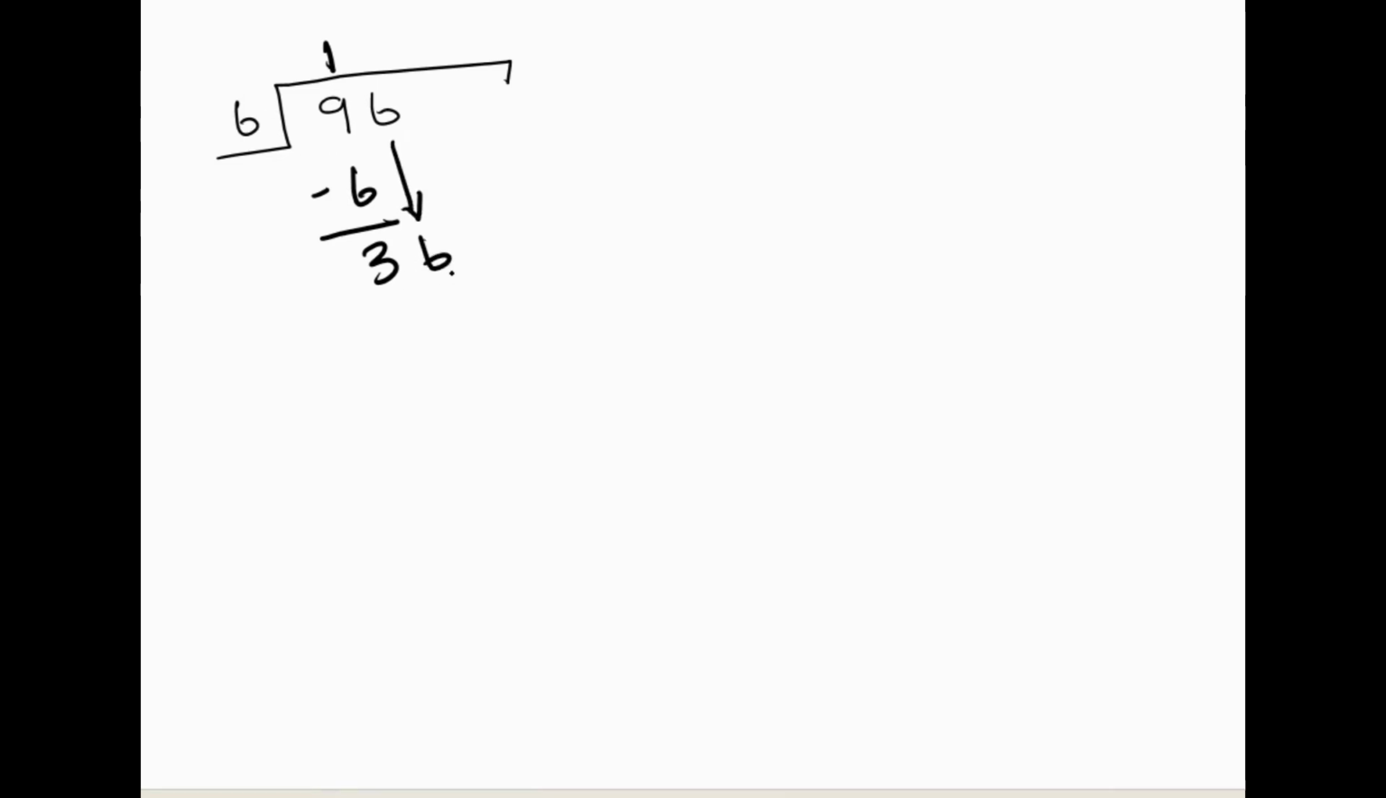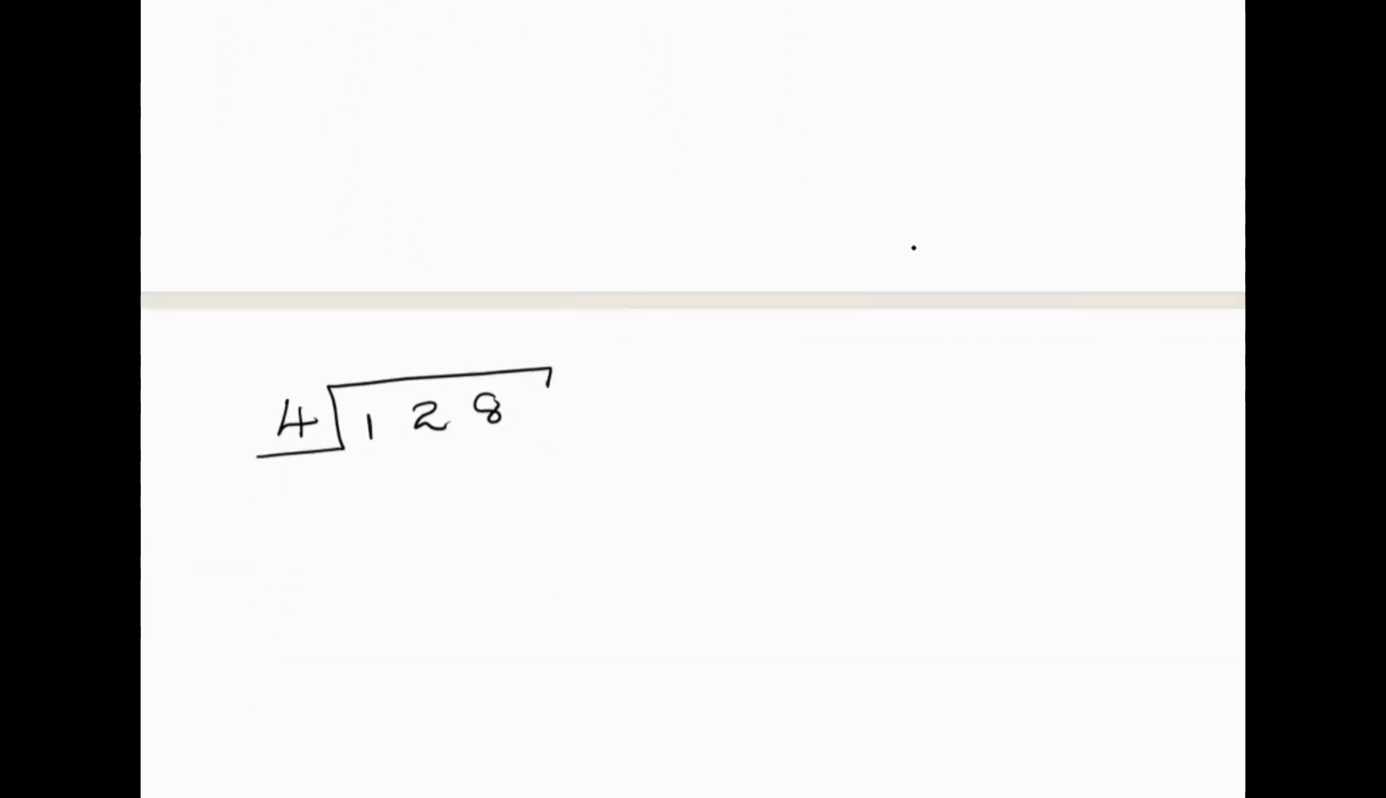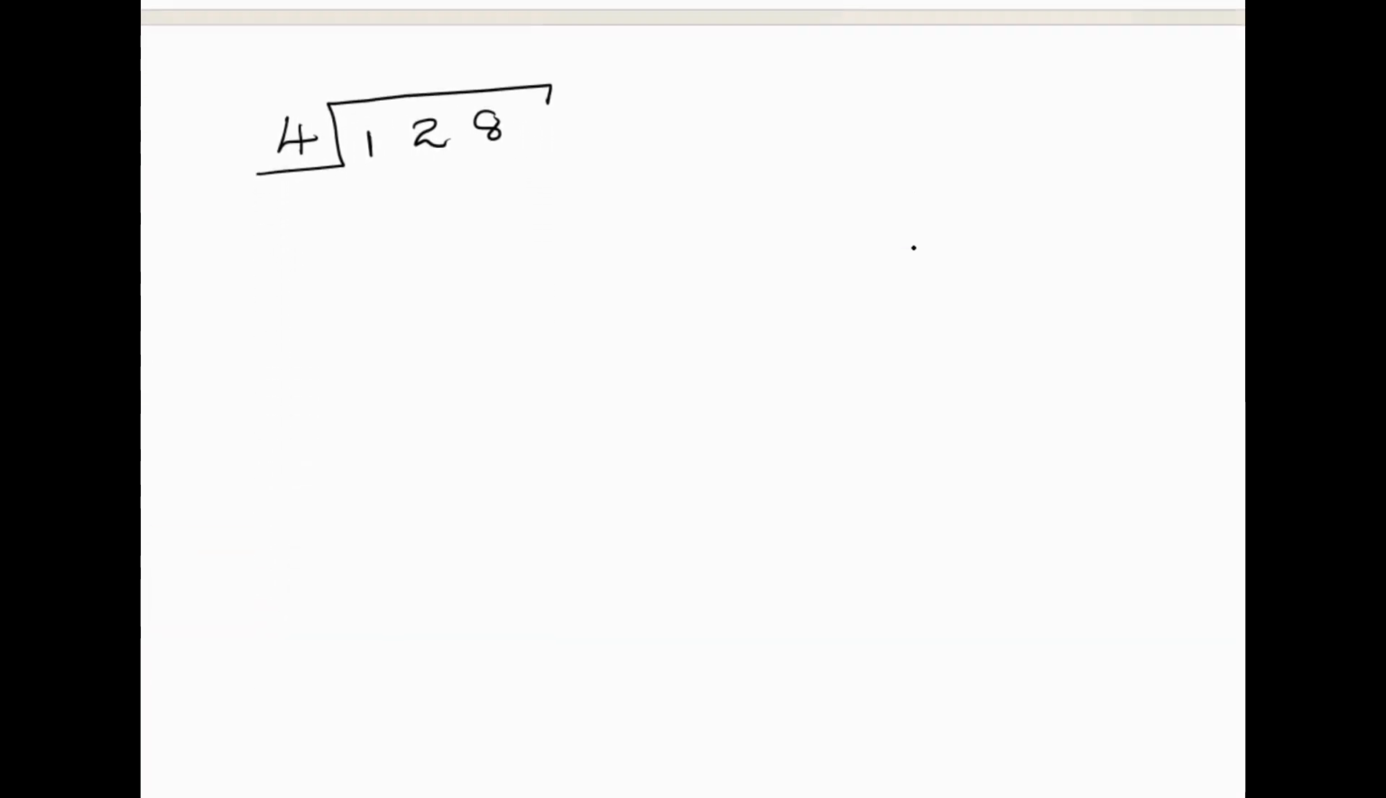Then we say 6 into 36, we get a 6 right here. And 6 multiplied by 6, then that's a 36. Then we subtract. And then we get a 0, 0. We see that we are now at 0, 0. So we have reached the end of our long division. So the answer for this problem would be 16. Let's look at our third problem.